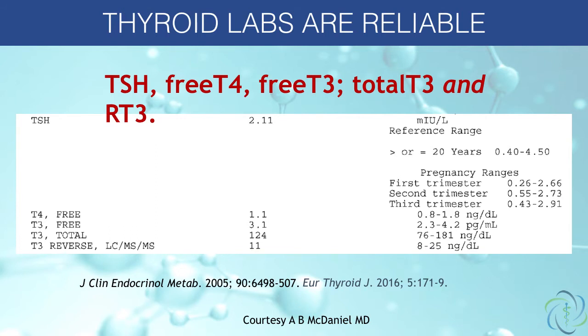So in this patient, the ratio would be 124 divided by 11, or 11.3. So this patient has a good ratio, and her TSH is right around 2. So this patient does not have a significant thyroid problem.